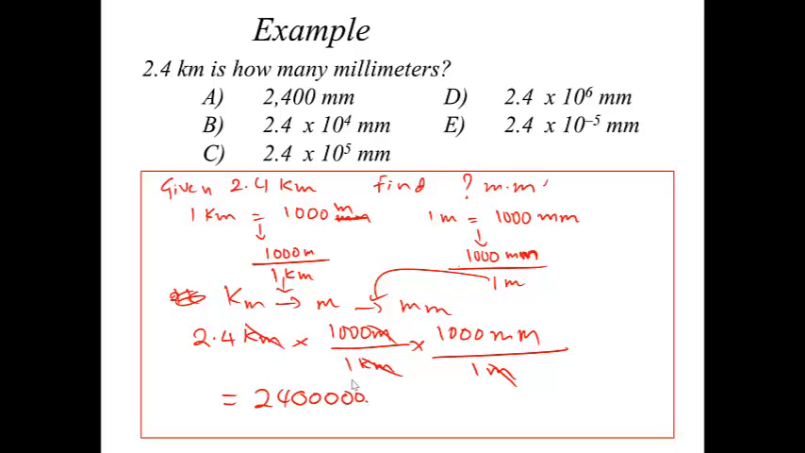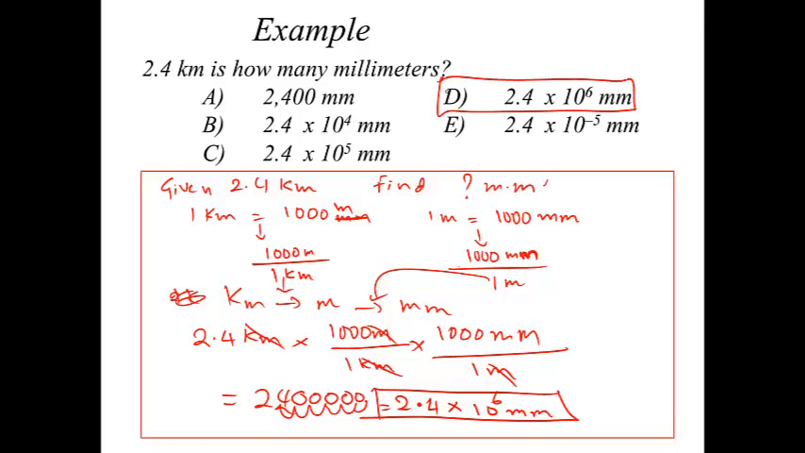Let me express this in scientific notation. So that's 1, 2, 3, 4, 5, 6. That's equal to 2.4 times 10 to the 6 millimeters. So that is the way the answers given are. Therefore my correct answer is going to be D. I hope you can solve like this step by step and show the correct answer. Let's do one more example.